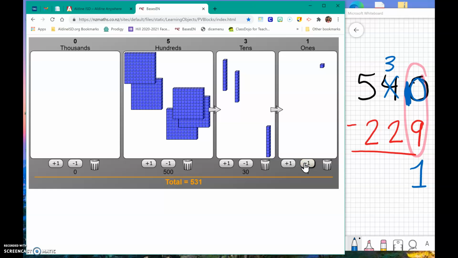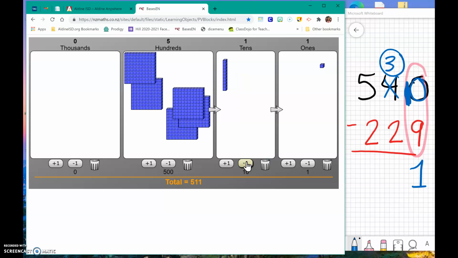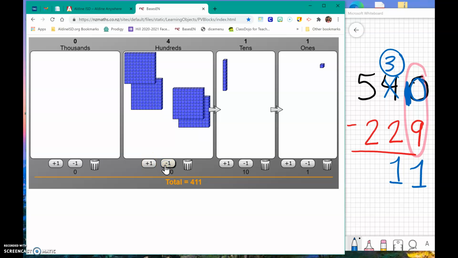Okay. Now I have 3 tens and I'm going to subtract 2 tens. 1, 2. So I have 110. I have 500 and I'm going to subtract 200. 1, 2.